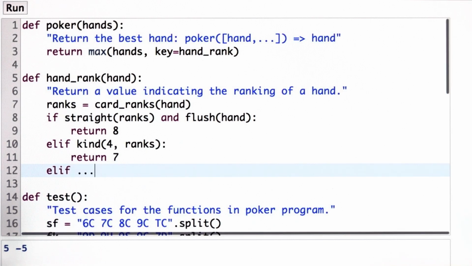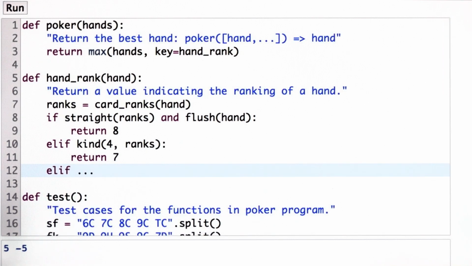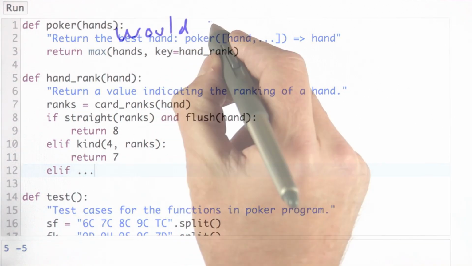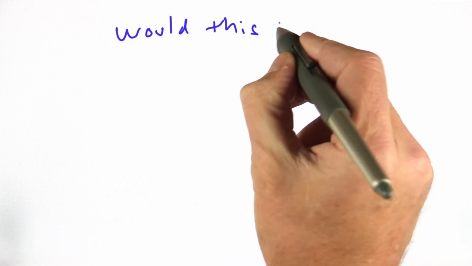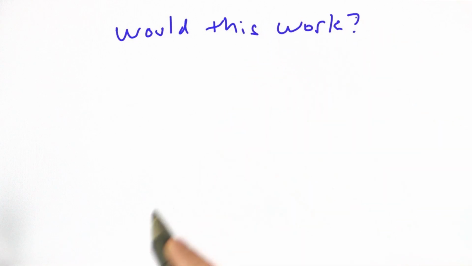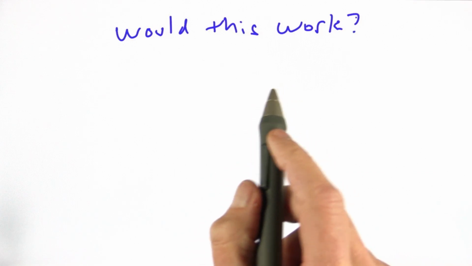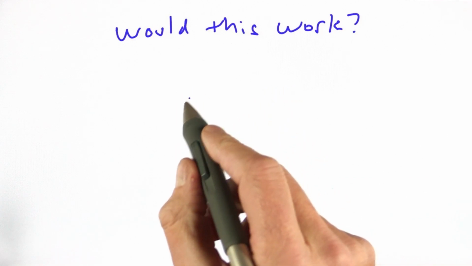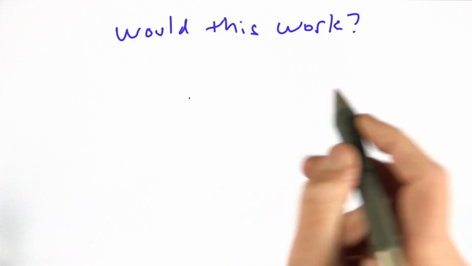And I go through the cases one by one. So we have straight flush, we have 4 of a kind, we would next go to full house and then flush and so on. Now, the question is, would this work? If we continue to flesh this out and we define the 9 different cases to return the numbers from 0 to 8, would that give us a definition of hand rank that's a working program?